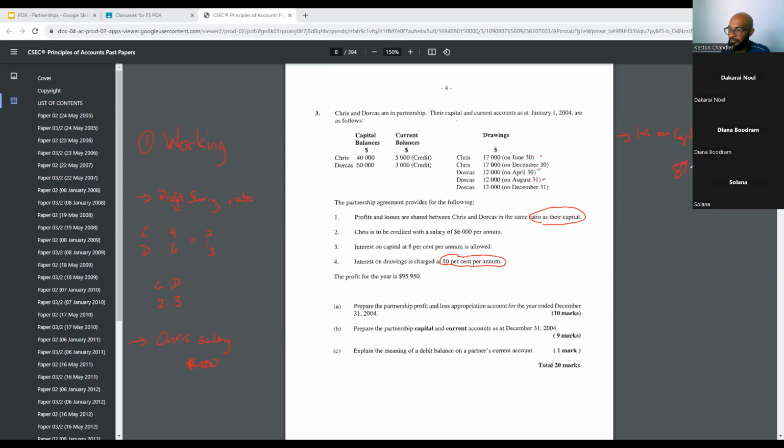$8 per annum. Right? And you could work it out one time. You could do Chris, 8% by 40,000. You would work it out. Dorcas, 8% multiplied by 60,000. Right? So we have interest on capital. Interest on drawings is the next one.